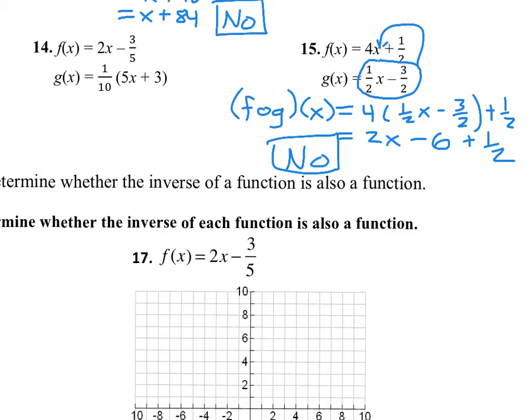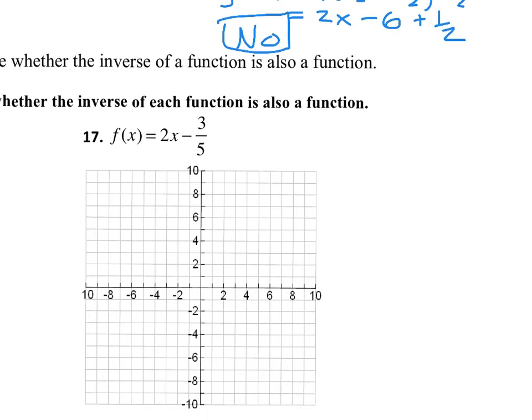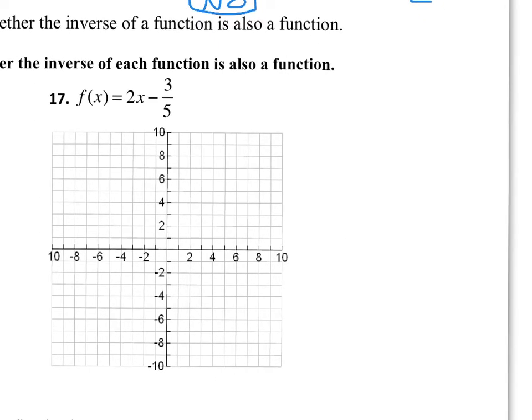Alright, and the last thing we're going to do in this lesson is we're going to take a function, and based on its graph, we're going to figure out if the inverse of this function is also a function. So first thing I need to do is graph the equation given. So this graph has a slope of 2. Remember, y equals mx plus b form. Slope of 2, and the y-intercept is negative 3/5.